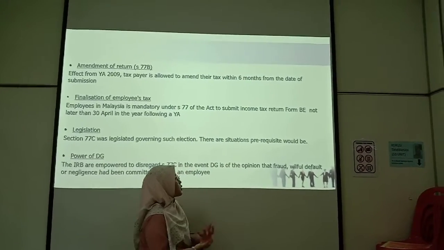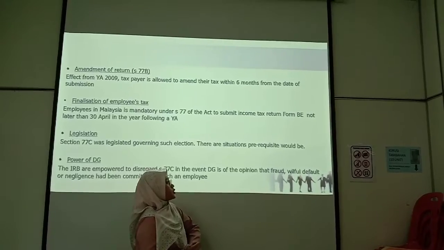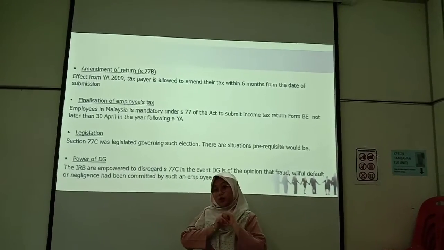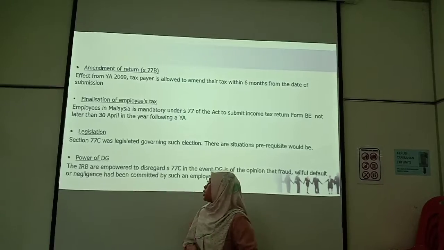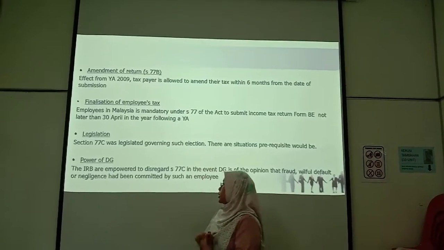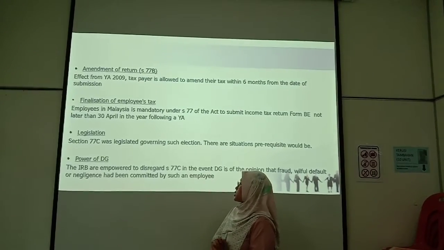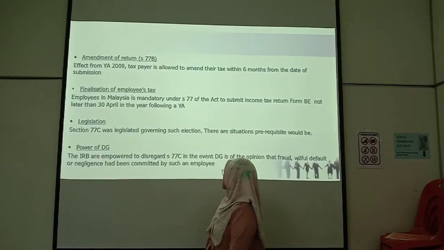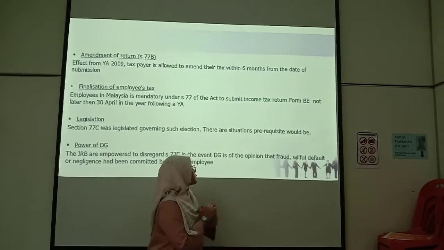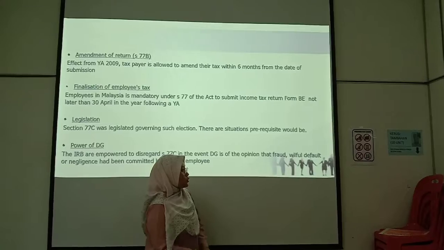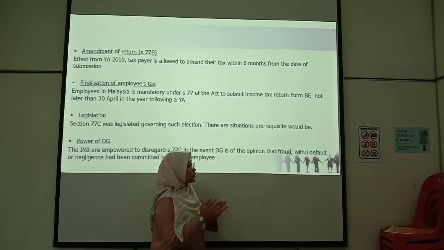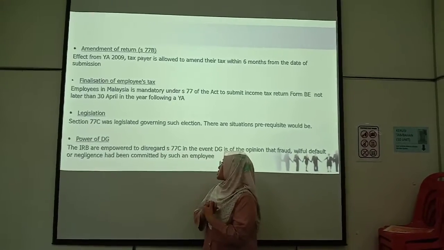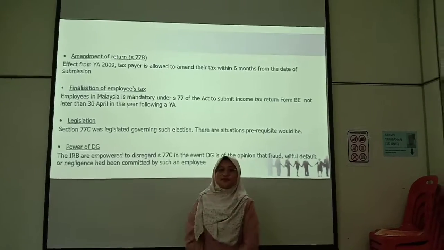There are situations where the prerequisites would be. And also, what is the power of Director General? The IRB are empowered to disregard Section 77C in the event the Director General is of the opinion that fraud, willful default, or negligence had been committed by such an employee.